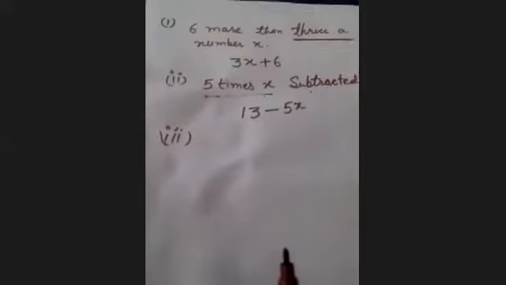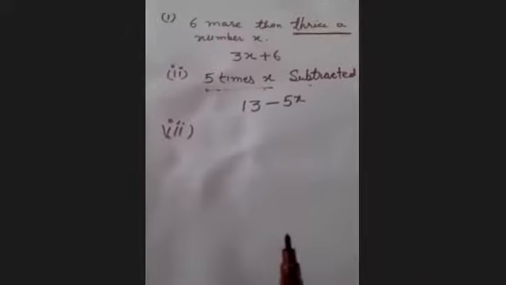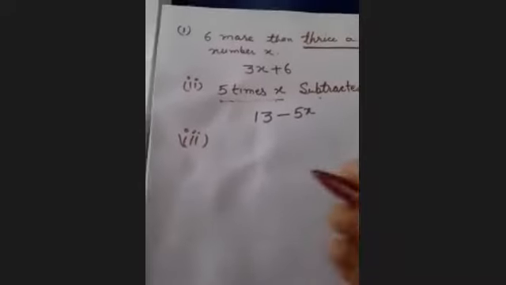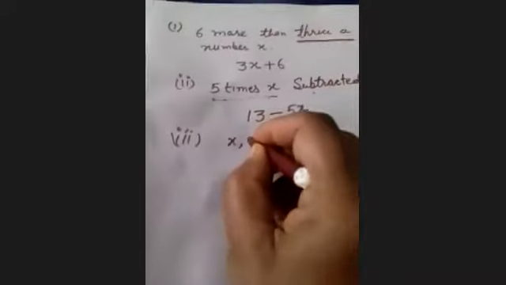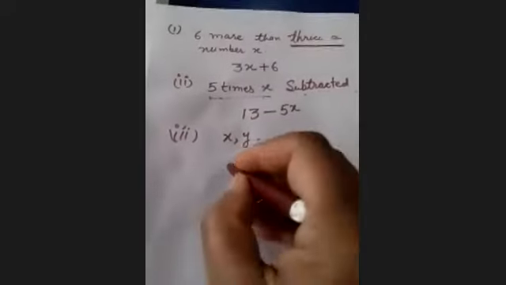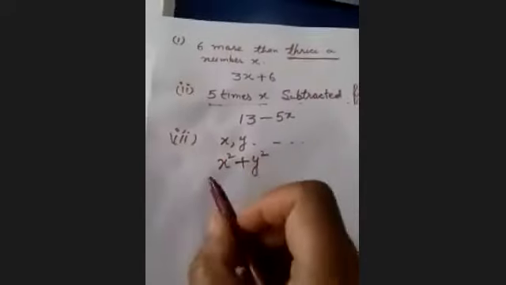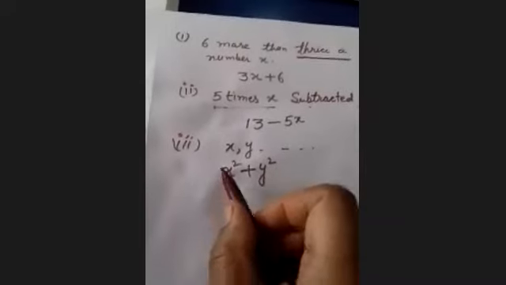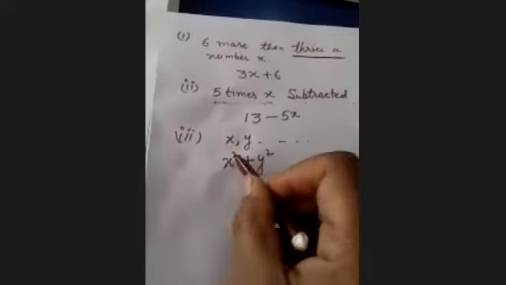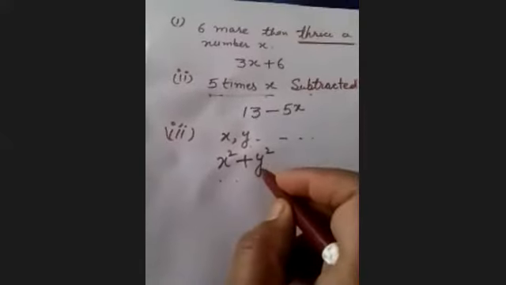The numbers x and y both squared and added. So first we'll square: x square plus y square. So the algebraic expression is x square plus y square.